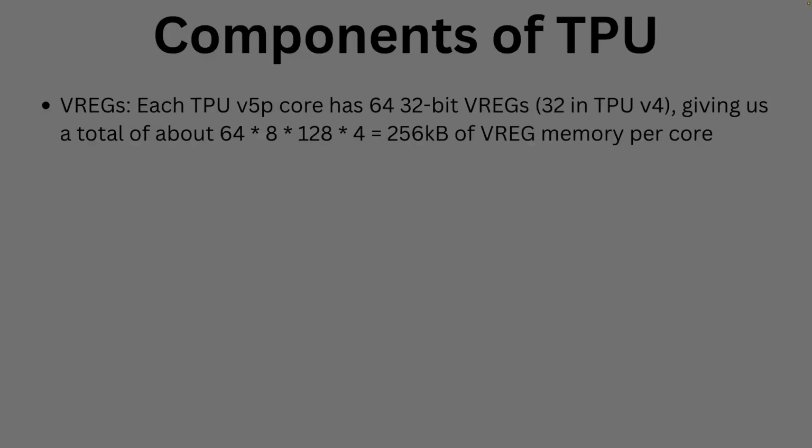Then another subcomponent in a TPU is vector registers, which are the closest to the compute units. From vector memory you go to vector registers, and the compute units like the MXU and the VPU do operations on these vector registers. These are around kilobytes, and the register memory is blazing fast to get to from the compute units.